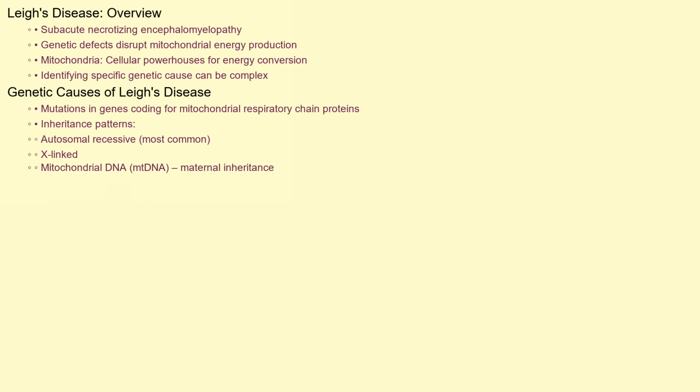Most cases of Leigh's disease are caused by mutations in genes that code for proteins involved in the mitochondrial respiratory chain. These mutations can be inherited through autosomal recessive inheritance, meaning both parents must carry the faulty gene. Less commonly, Leigh's disease can be X-linked, meaning the mutated gene is on the X chromosome, or caused by mutations in mitochondrial DNA, or mtDNA, which is inherited only from the mother. It's worth noting that identifying the specific genetic cause can be complex, as many different genes can be involved.